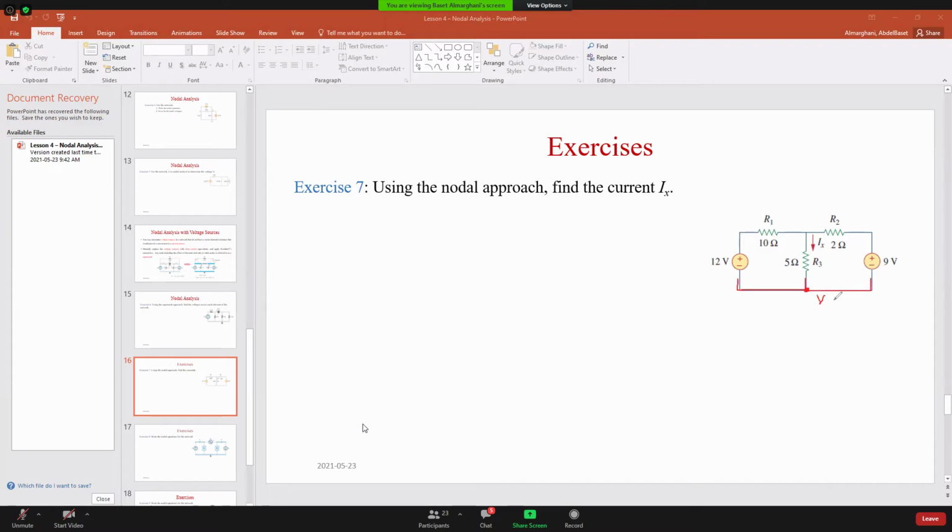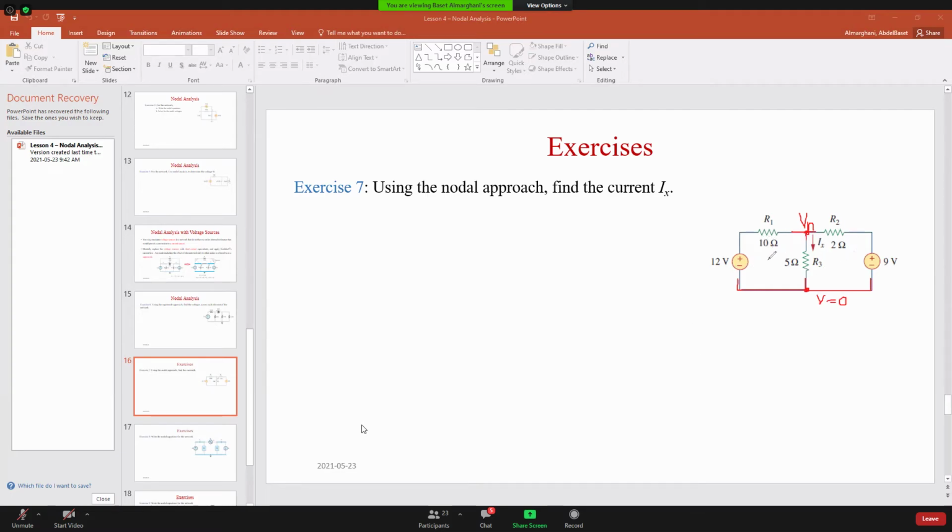Now it doesn't have to be 0, but it is compared to the other values. I consider it my reference. And this is my voltage here. I can call it V1, Vn, or whatever. Now, since it's one node, I'm going to just say it's one node Vn. Then I'm going to find the equation.